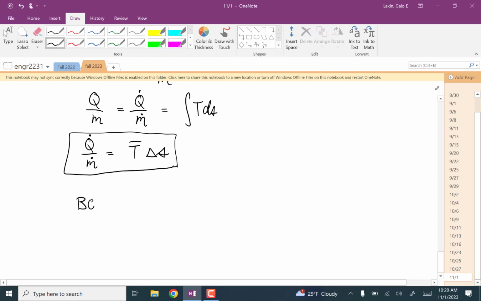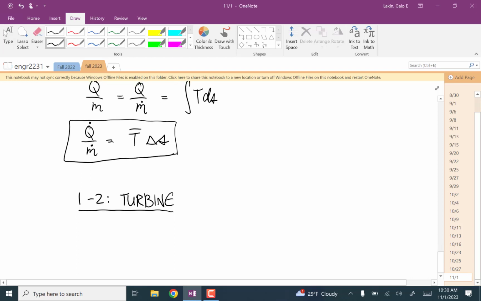And now we're going to think about the different processes. So from process 1 to 2, that's the turbine. There's no heat transfer there, and it's isentropic. So these are both equal to 0.